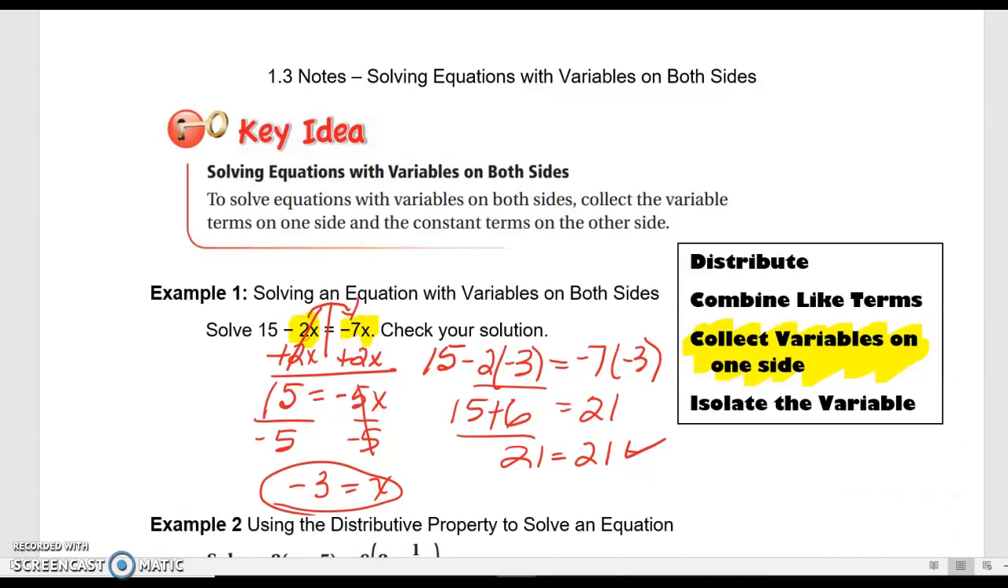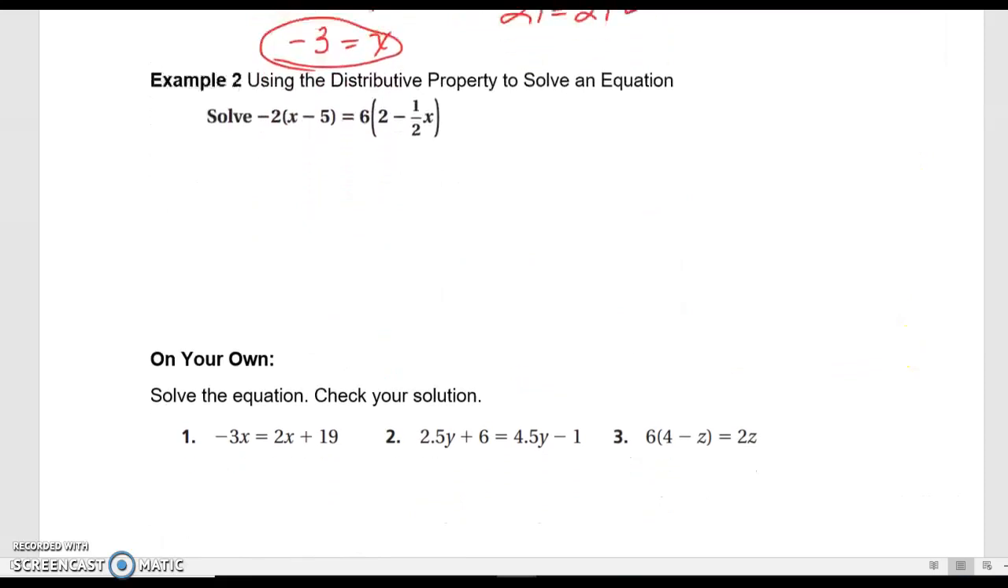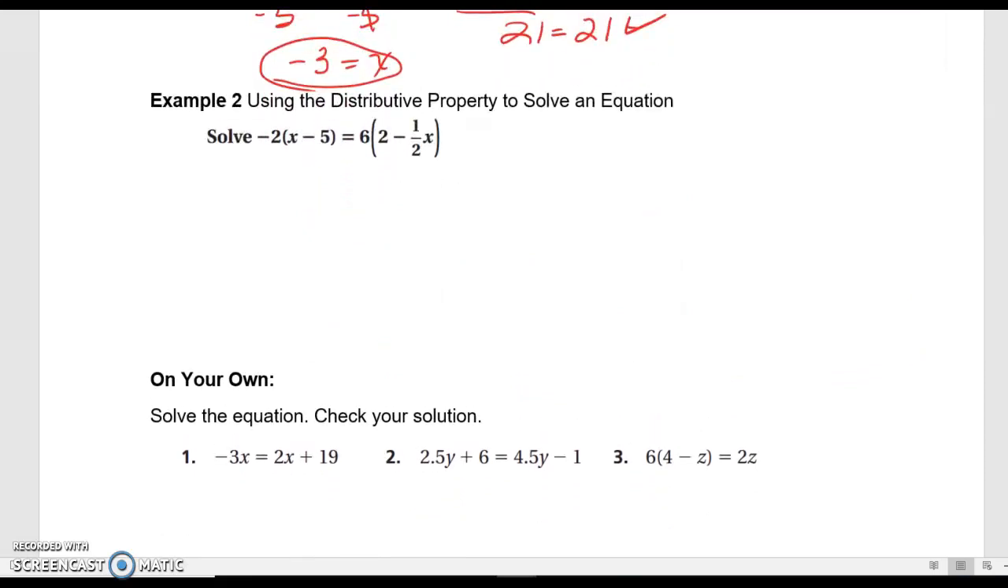Okay, this time would be a good idea to stop if you need time to finish copying. Otherwise, I'm going to go ahead and move on to example 2. And in this one, notice we're just adding distributive properties. We have to simplify before we solve by distributing, and I've got that on both sides.